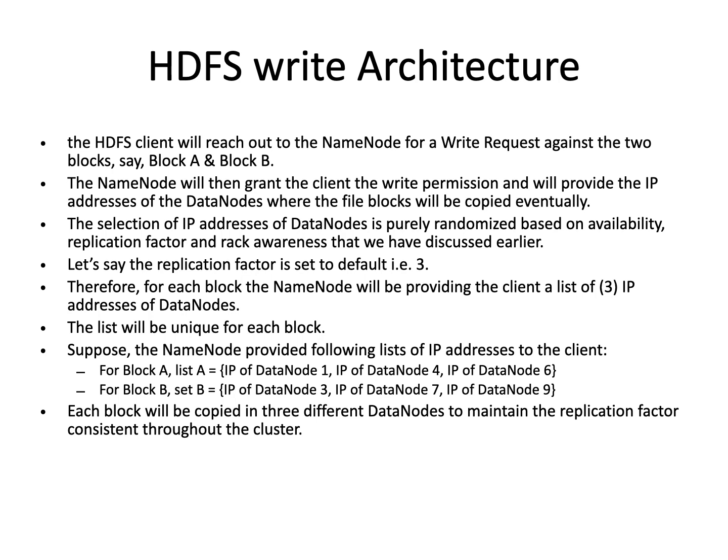Let us suppose the name node provided the following lists of IP addresses to the client. For block A, list A will consist of the IP of data node 1, IP of data node 4, and IP of data node 6. Similarly, for block B, the list will be IP of data node 3, IP of data node 7, and IP of data node 9. Each block will be copied to 3 different data nodes to maintain the replication factor consistent throughout the cluster.